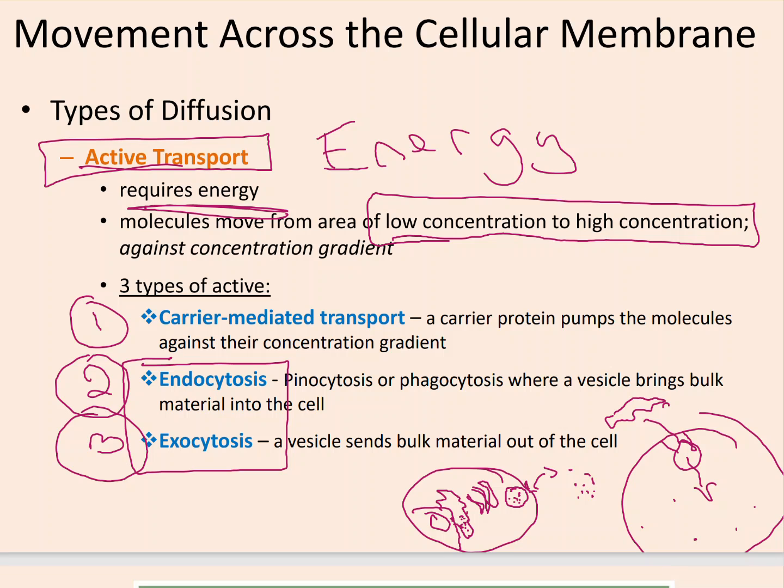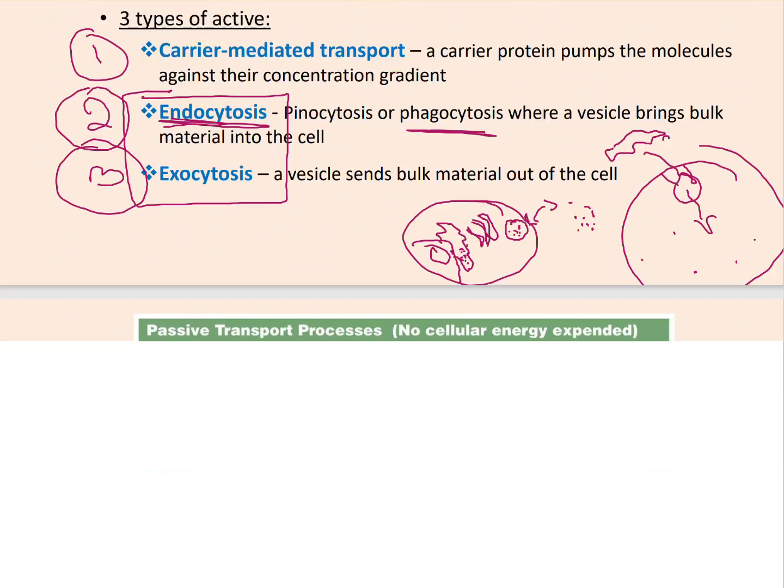Understood? So endocytosis is bringing in a large quantity. An example could also be a bacteria cell that a white blood cell wants to engulf in order to be able to destroy it. That would be a type of endocytosis known as phagocytosis. And exocytosis is removing a bulk amount of material from the cell.